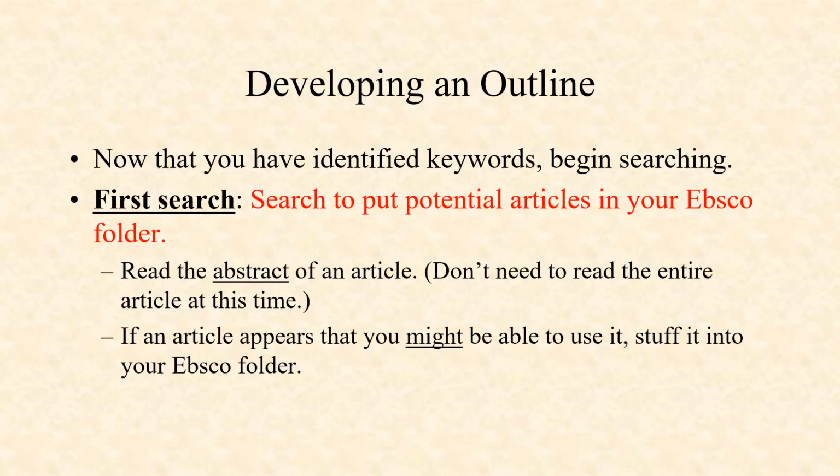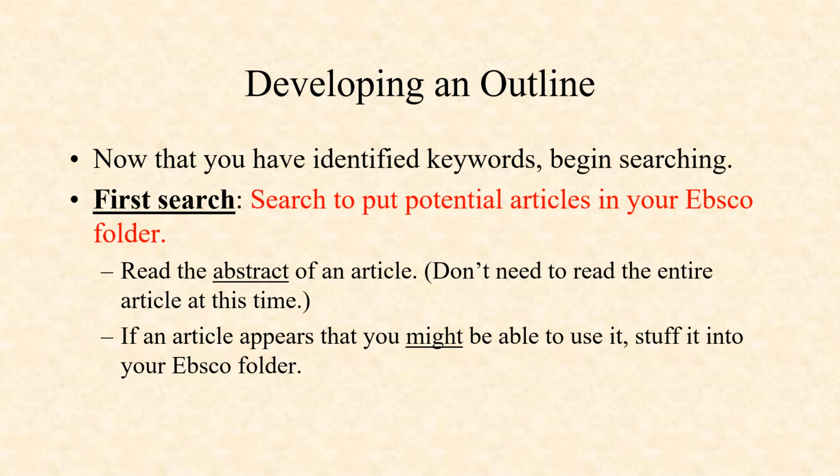Now, having taken a look at developing a search strategy, let's turn our focus toward how to develop an outline. Now that you've identified some keywords, start your search. What I'm going to suggest is a 2-pass search. In other words, search a first time, and this time put potential articles, stuff them into your Ebsco host folder.